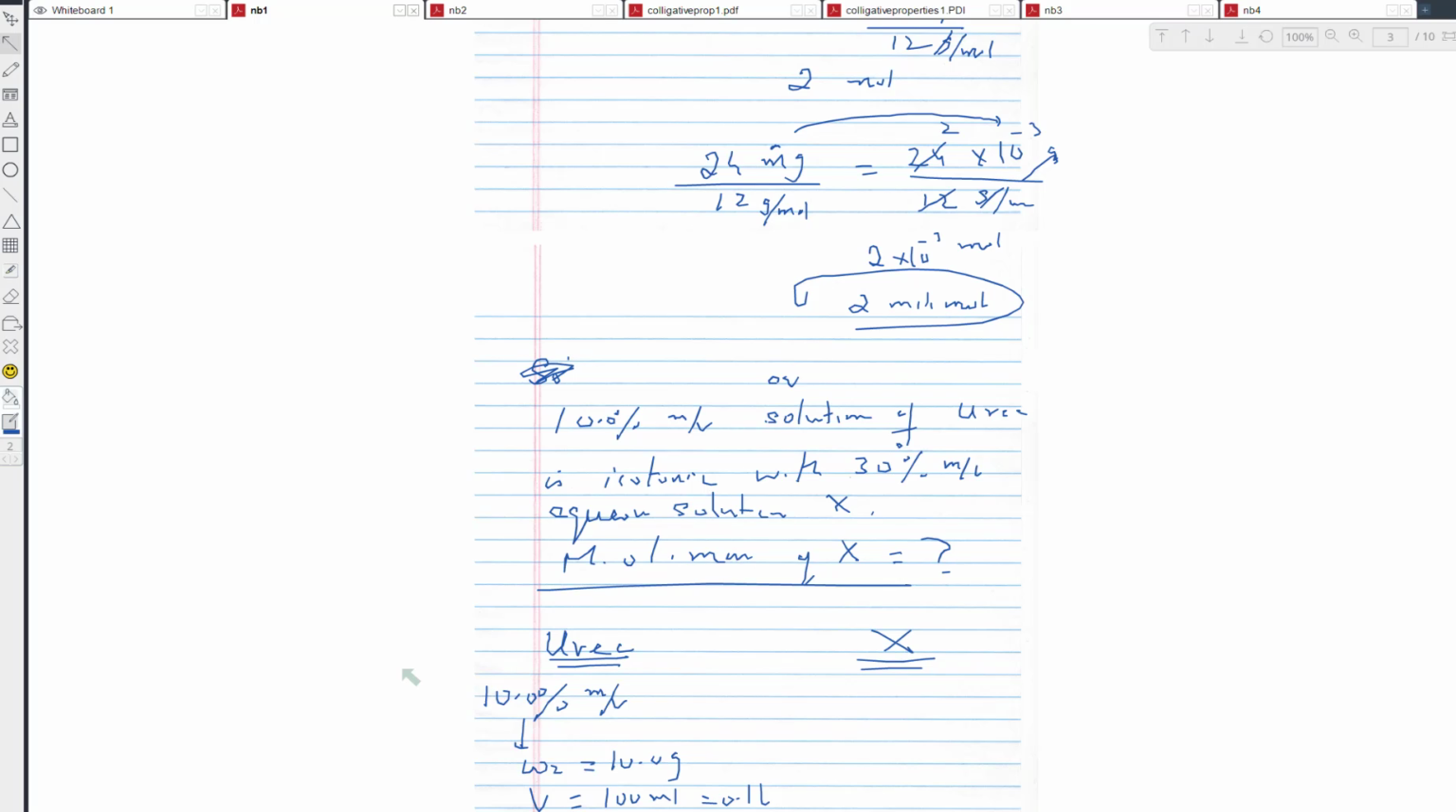Here I gave you 30%. So the 30.0% means W2, and now in order to distinguish them, I am putting W2 prime. W2 prime is 30.0 gram. V prime I am writing again 0.1 liter. M2 prime you have to figure out, how you are going to solve this problem.